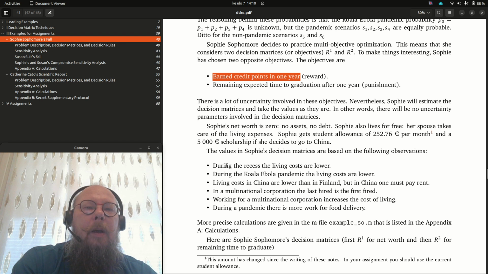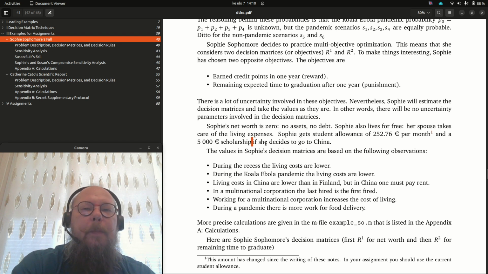And also about this net worth, so we assume that Sophie's net worth at the moment is zero, no assets, no debt. So we also assume that Sophie lives for free, her spouse takes care of the living expenses. So Sophie gets student allowance, which is this much. You should update this number. This number is a couple of years old. And if she decides to go to China, there is a 5,000 euros scholarship for that.